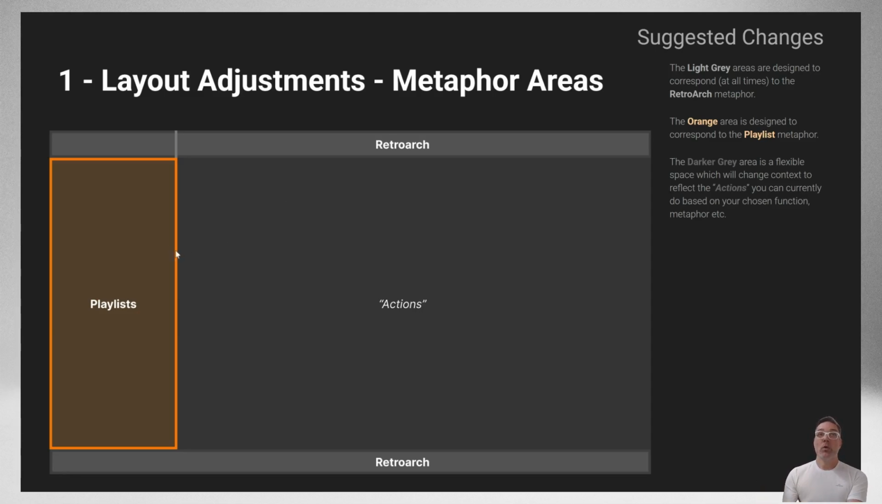So already what we're trying to do is present the user, if we do this, with two very physical areas that reinforce the metaphor. The orange area, obviously it's not going to be orange in the actual app, but just for our purposes, the orange area is the playlist metaphor, and the light grey area is the RetroArch metaphor. And then the actions area will change depending on to reflect the metaphor that's currently chosen, right?